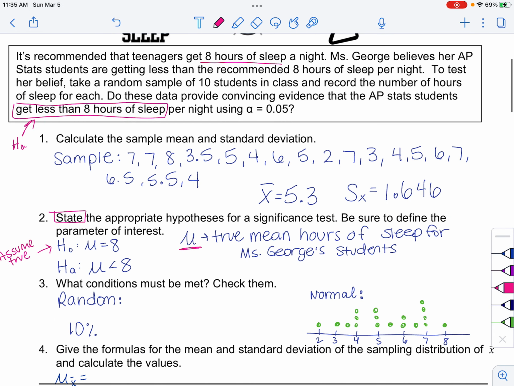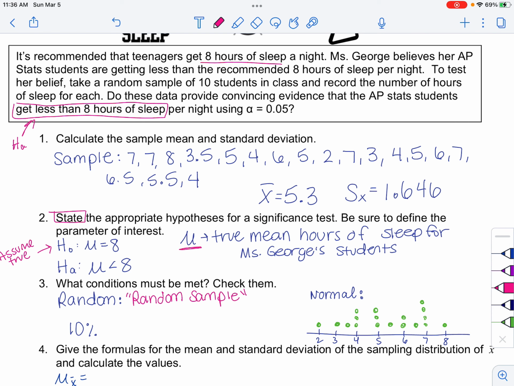Moving on, we need to check our conditions. Starting with the random condition, it's not the perfect random sample. We're just doing our own class data because that's more fun and more relatable. Ideally, if you were going to do this, you would pull a truly randomized sample. So we're just going to say that because it says random in the problem, it's random, but it definitely could be better.